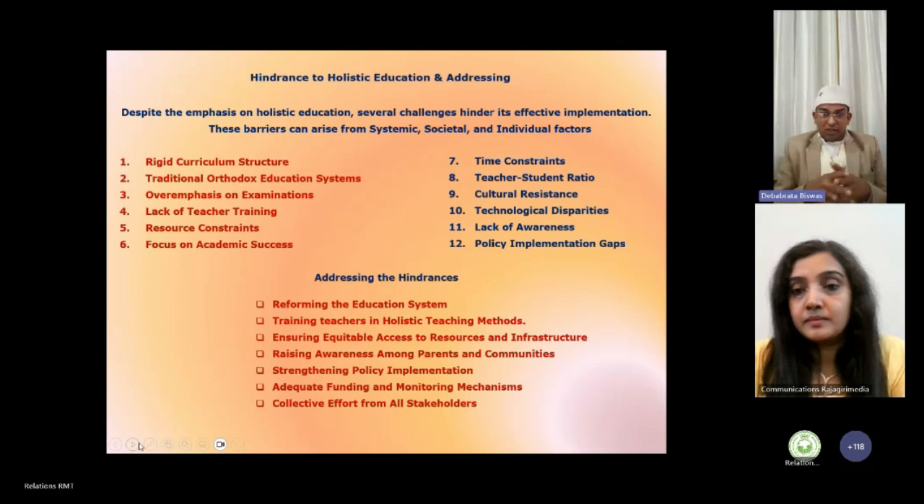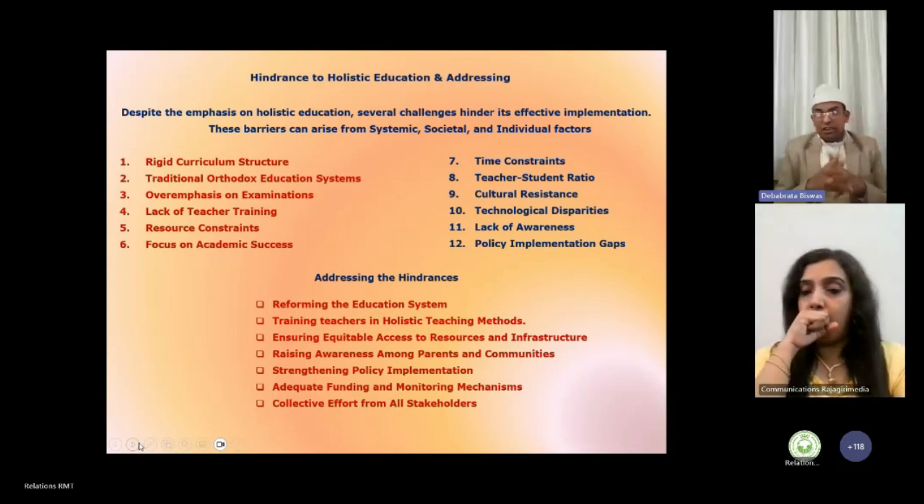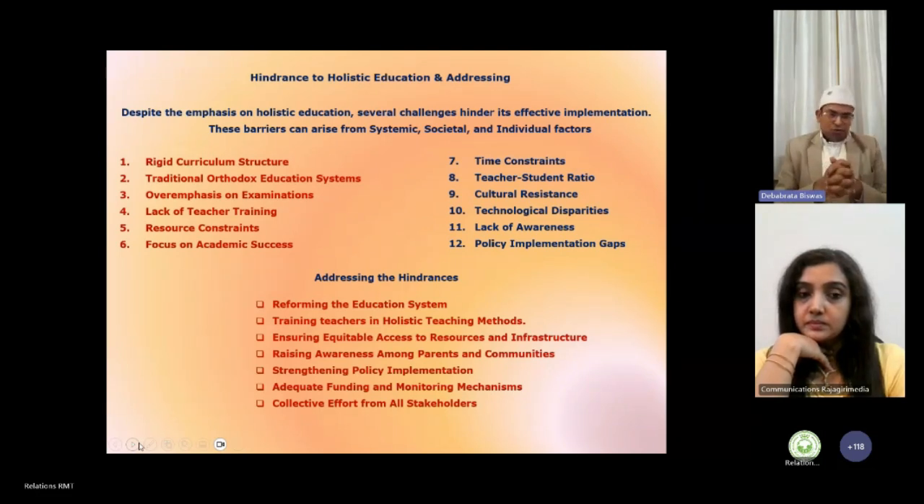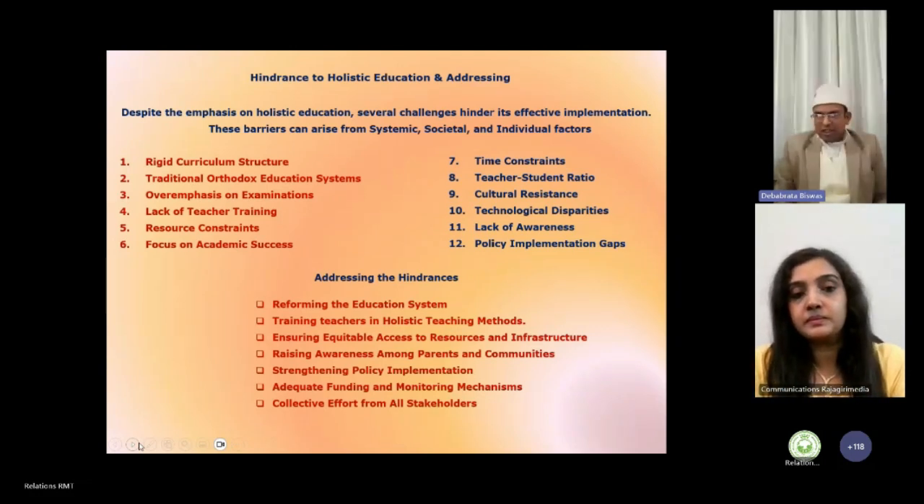Time constraint, yes, we have our 40 minutes, 45 minutes, with 40 students, and we have to do this thing also, this thing also. We cannot focus individually on every child, we cannot attend to their doubts. So time constraint is there. Teacher student ratio is not ideal everywhere. Cultural resistance, we will not send our girls to schools, or girls will not participate in cultural activities or sports activities. We see this kind of limitation in every state, in every society. Technological disparities, like I'm sitting in the Himalayan mountains, so I am having network issues.